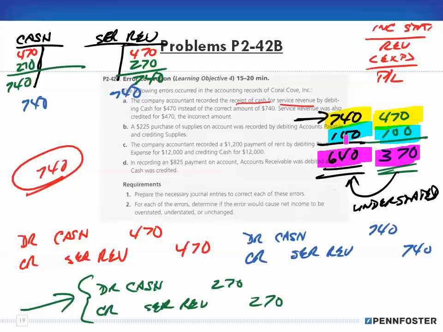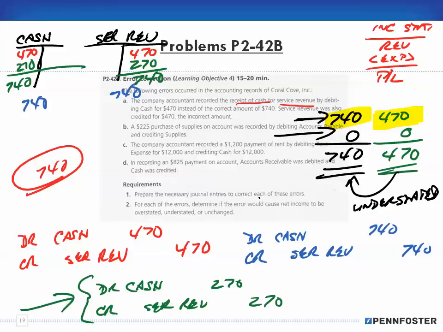So it doesn't matter what number I put in for the expense. That's why I said I probably wouldn't even use a number. If I don't use a number, what does that look like? Well, if I had zero for my expense, that means I had $470 for profit, a net income. And if I have zero for my expenses, that's $740, my profit. I'm still understated because I don't have enough. So it doesn't matter what number you use for your expense.